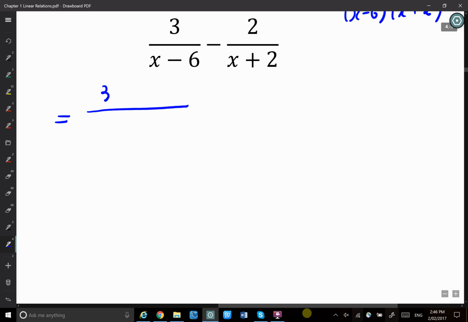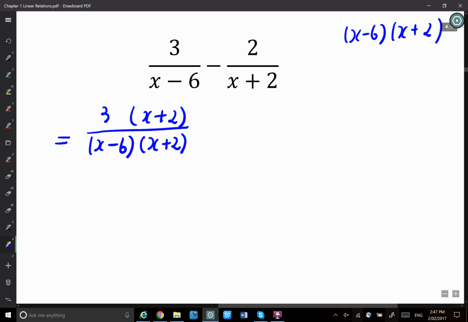So, okay, we have 3 and x minus 6 here. I need to times x plus 2 to make the lowest common denominator. So on the top, I need to times x plus 2 as well. Minus. Okay, we have x plus 2 here, or 2 over that. I need to times x minus 6, and on the top, times x minus 6.